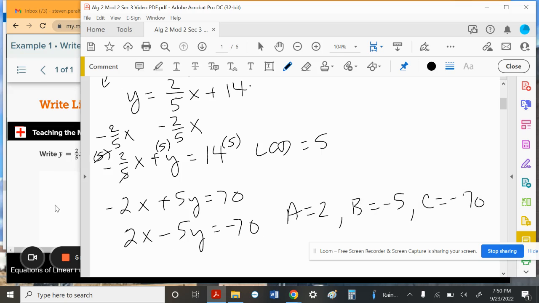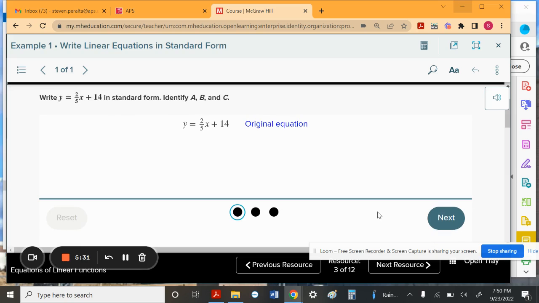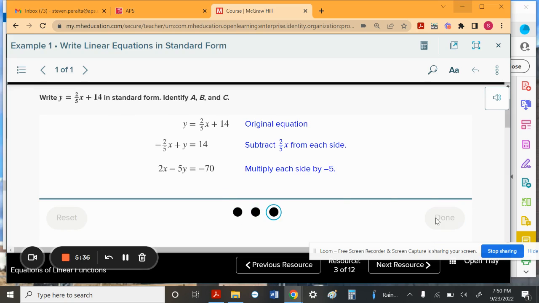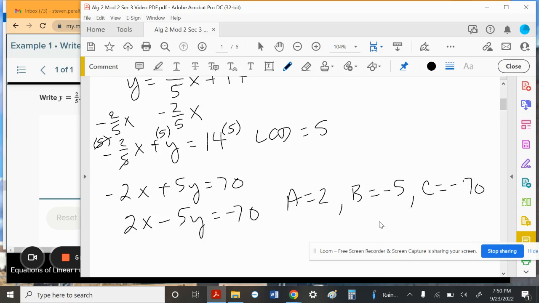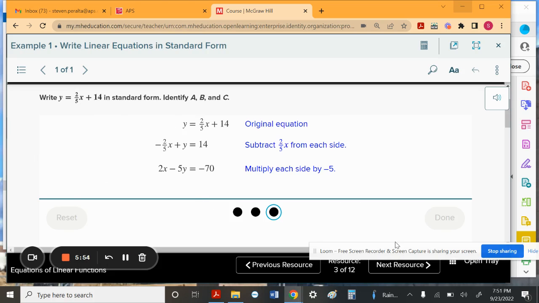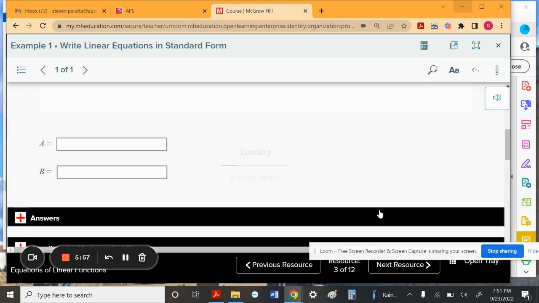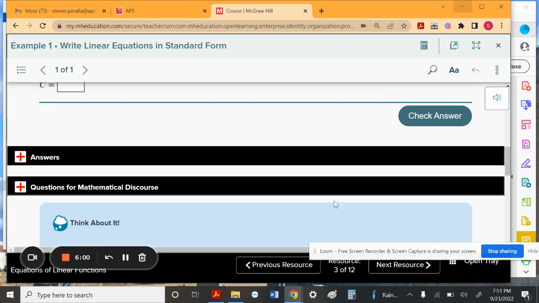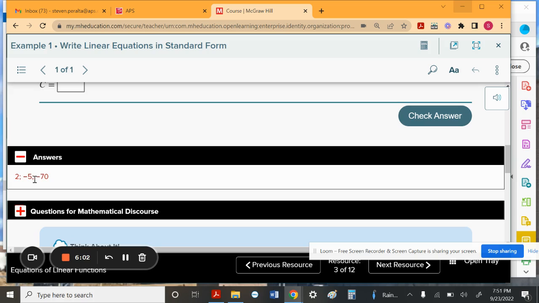So let's take a look at that. So there's my original equation. We move this over to the other side. We multiply everything by -5, so we multiplied ours by 5, and then -1. We just did it in 2 steps. So notice in this case, a is 2, b is -5, and c is -70. Exactly what we said there. So let's move on and actually do a problem on our own. So we've got our a, b, and c values that we can see, and again, 2, -5, and -70. Okay, let's get the next one.